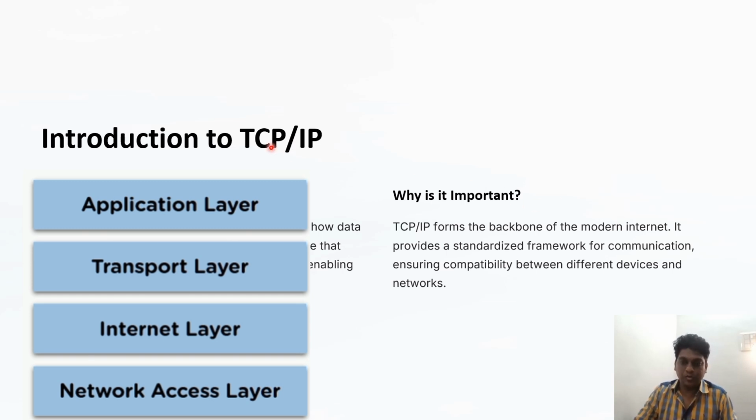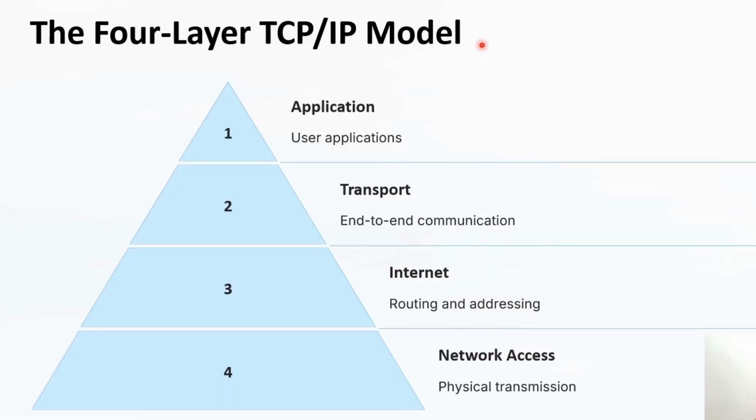Normally it forms a framework for communication, ensuring different devices get connected with each other in the network. The 4 layers present in the TCP/IP model are the application layer, transport, internet and network access, which is for physical transmission. The internet layer is helpful for routing and addressing the data. End-to-end communication is carried out by the transport layer. The application layer helps in user applications.